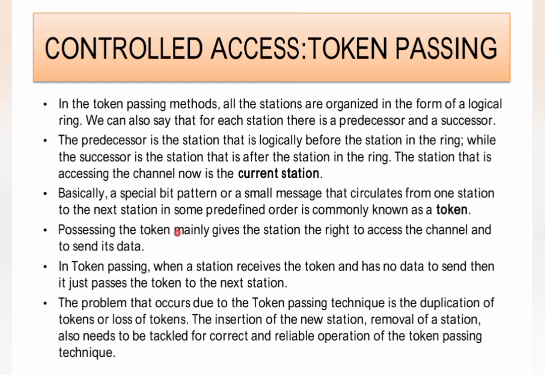So basically a special bit pattern or a small message that circulates from one station to the next station in some predefined order is commonly known as a token. Possessing the token mainly gives the station the right to access the channel and to send its data. So in token passing, when a station receives the token and has no data to send, it just passes the token to the next station.